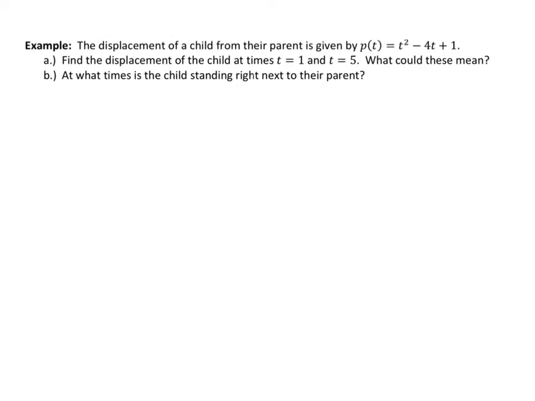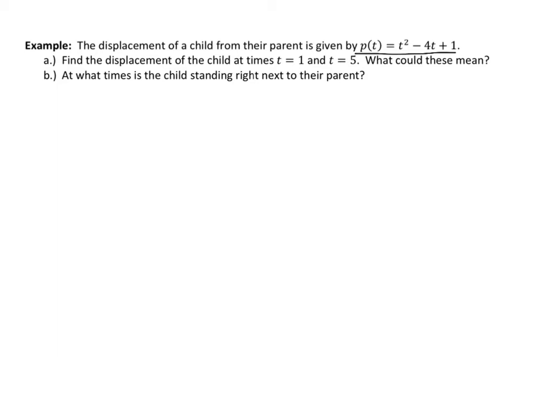So I have an example here that's going to deal specifically with displacement. Again, there's not going to be any calculus here. This is just about making sure that we understand what these things are representing. The displacement of a child from their parent is given by this function: P of t is t squared minus 4t plus 1.